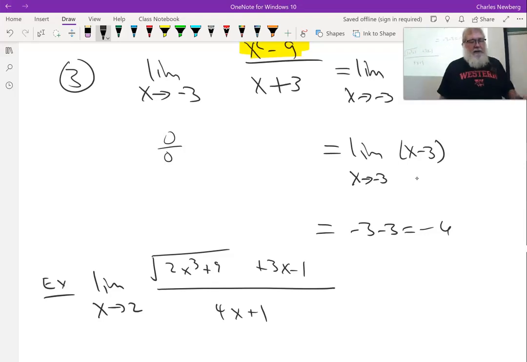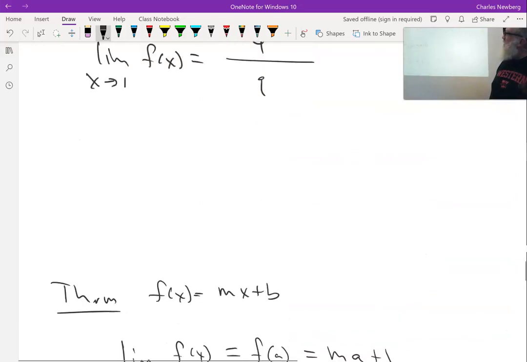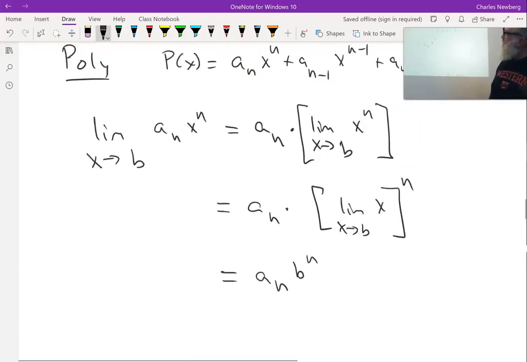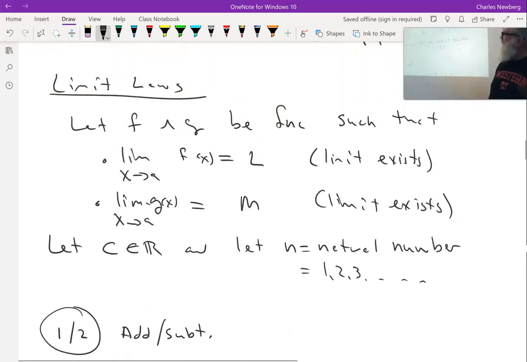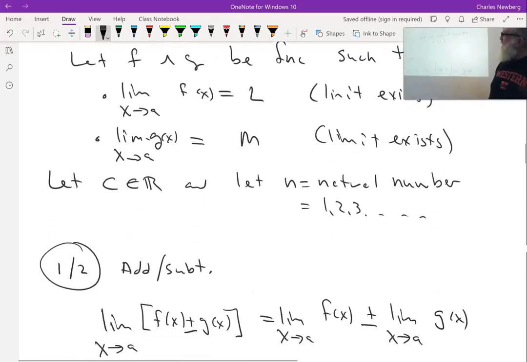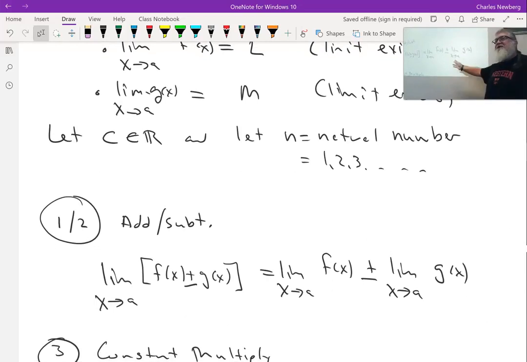So now let's go back and review our limit laws. Hang on, you're going to get whiplash real quick. Let's go back and review our limit laws from last time. And what were our limit laws again? Well, first off, we could add or subtract two functions, and the limit of a sum or a difference was the sum or difference of the limits. So we could split a sum or difference apart.